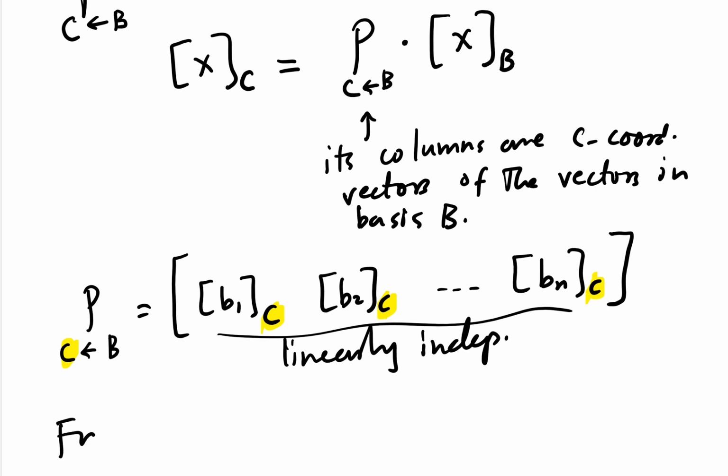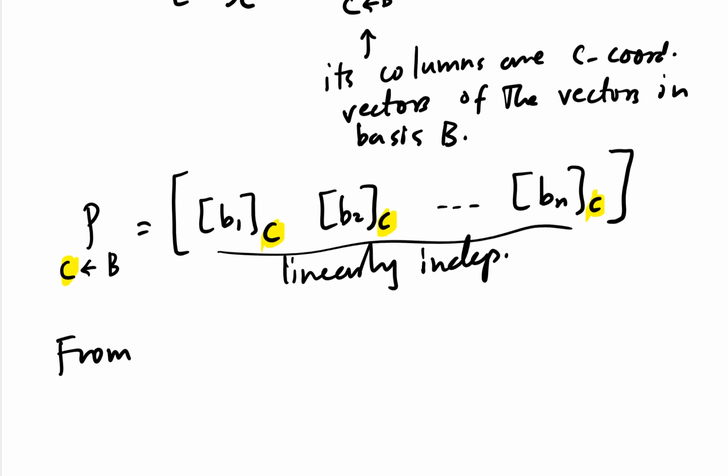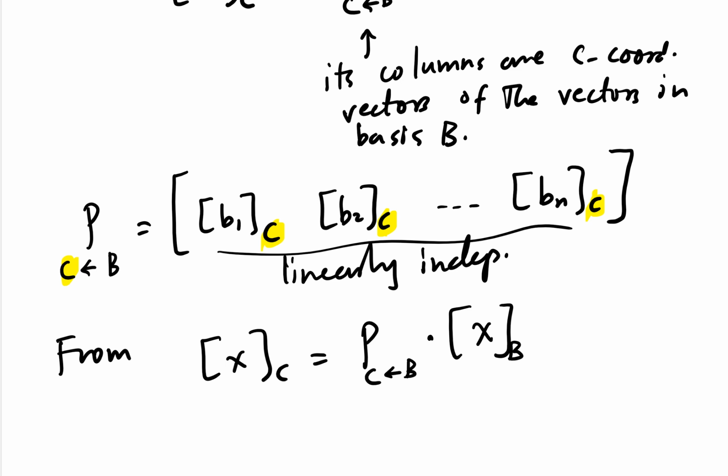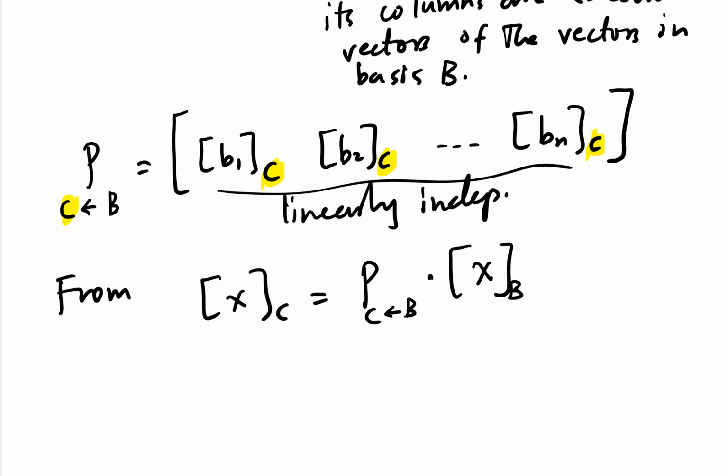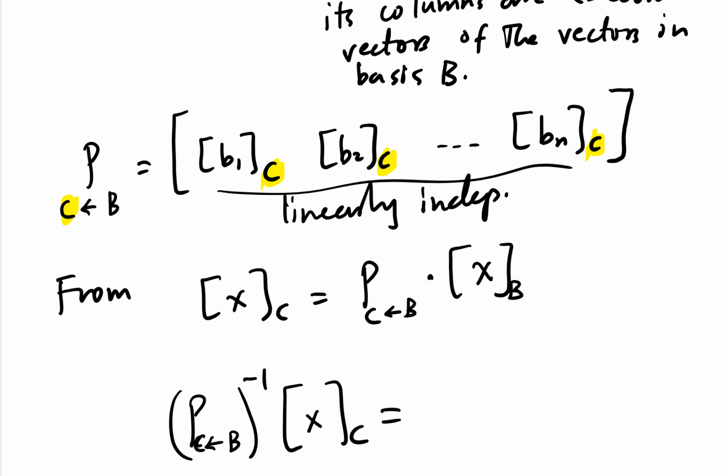Also, from what we wrote earlier, XC, we wrote it this way. So this matrix is a square matrix, n by n. It's an invertible matrix. So what we can do, because it's invertible, we can multiply both sides by the inverse with this.